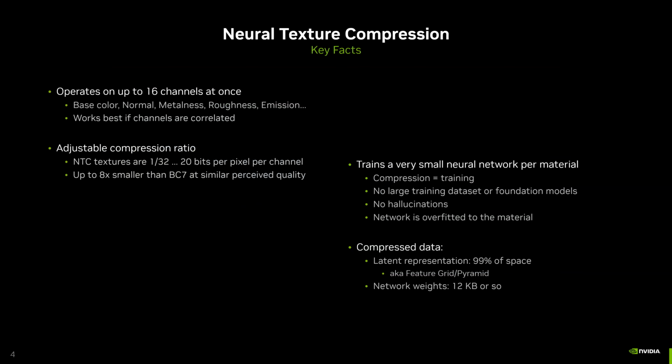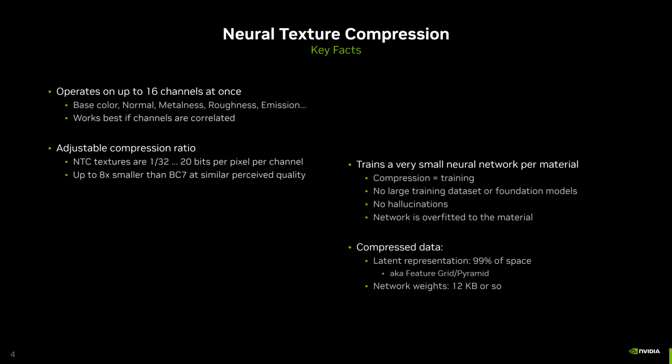A few key facts about neural texture compression, about how it works. At first, it's designed to operate on up to 16 texture channels at once. This number is, I wouldn't say arbitrary, it's caused by some GPU architecture considerations, but it can be changed, it could be higher or lower. But our implementation produces 16 texture channels. If you need a location in the material texture set, you get all of those properties at once by doing the network evaluation: base color, normal, roughness, everything at once for one location.